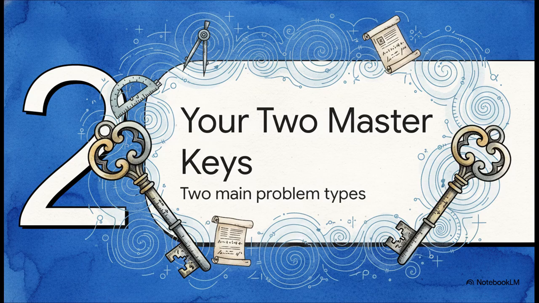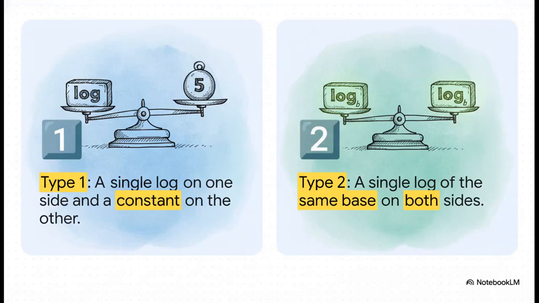Now, to pull off that two-step strategy, you only need what I like to call your two master keys. These are really the only two main tools you need in your toolbox. Just about every log equation you'll ever run into can be unlocked by one of these two keys. And here they are, the two main situations you'll face. Over on the left, we've got type 1, a single log on one side that equals just a regular number. And on the right, you've got type 2, a log on one side equals another log on the other side. And the really important part here is that they have to share the same base.